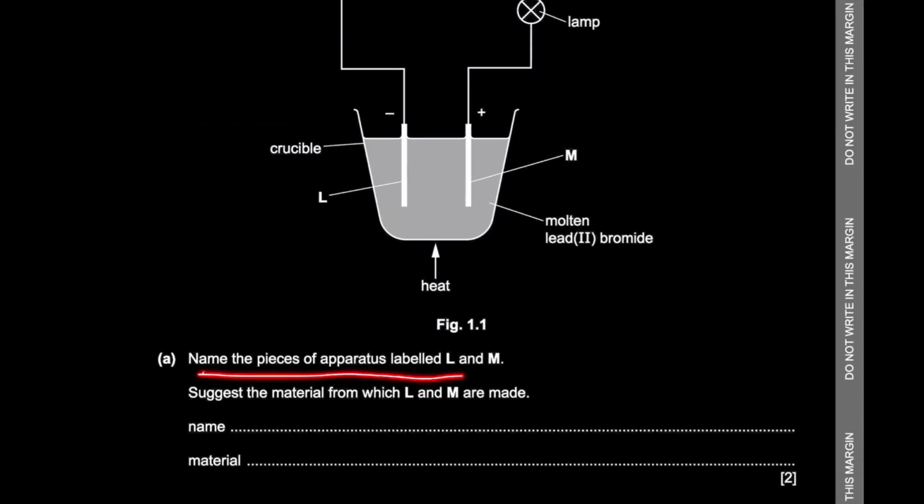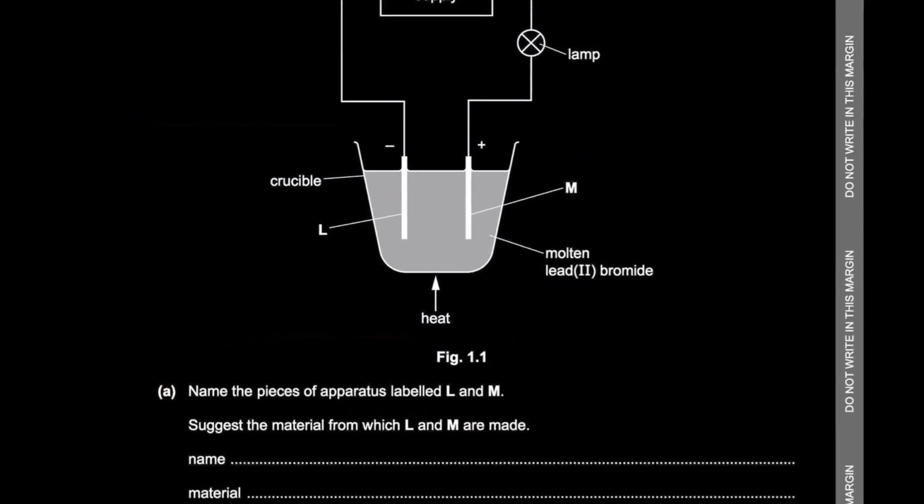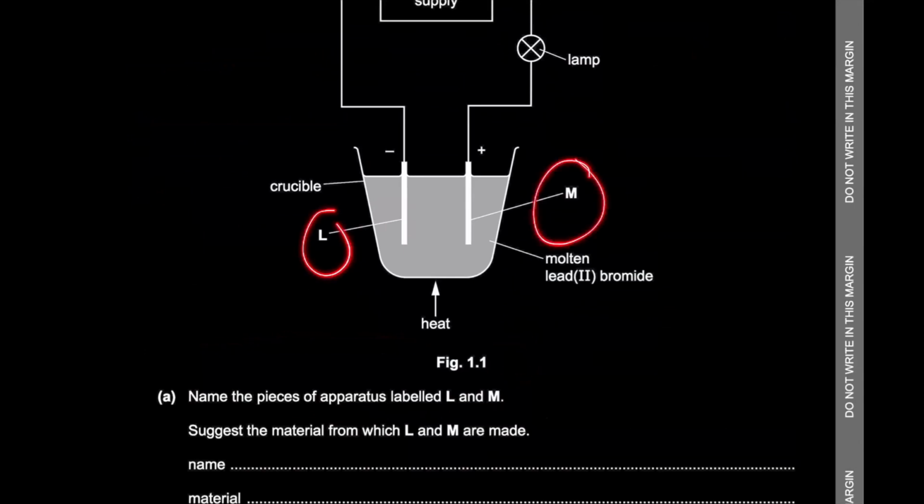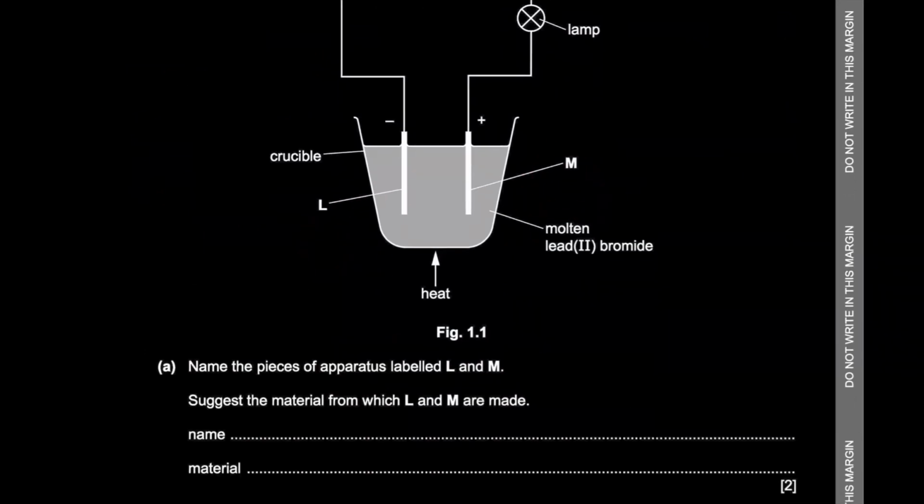Name the pieces of apparatus labeled L and M. Okay, so L and M are electrodes, right? We've got the cathode, which is negative. That's where cations go, positive ions, right? And we've got the anode, which is positive, right? That's where the anions go, right?